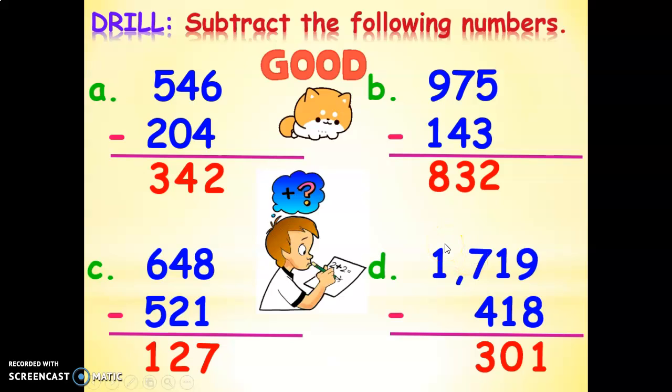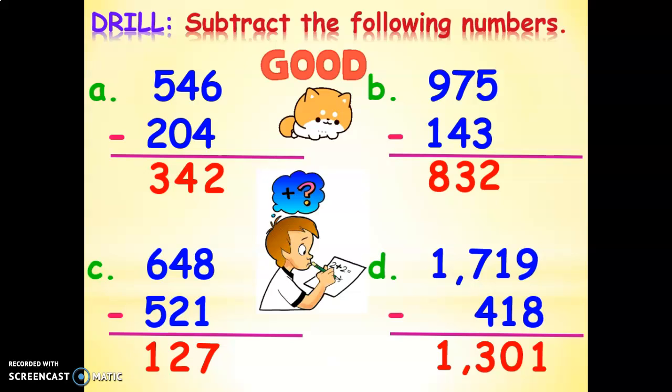And since there is no number for thousands place, we just have to bring down number 1. And then, don't forget to write the comma. Always count 3 digits before you write the comma. That will be the digit for ones, tens, hundreds, comma, and then the answer for thousands place. Our final answer for letter D is 1,301.